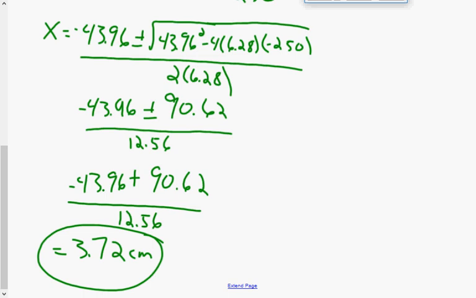So go through this. I did all of this step here all at once. I went 43.96 squared minus, hit the brackets, 4 times 6.28 times negative 250, hit enter. Then I took the square root of it right away, and then I was done with it, and then I could just keep working, okay?